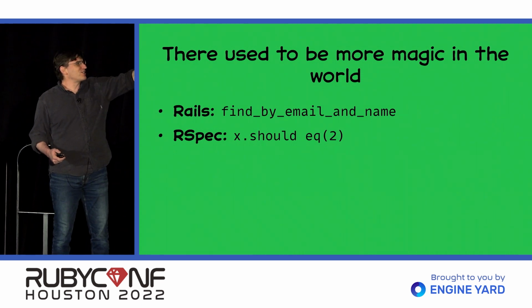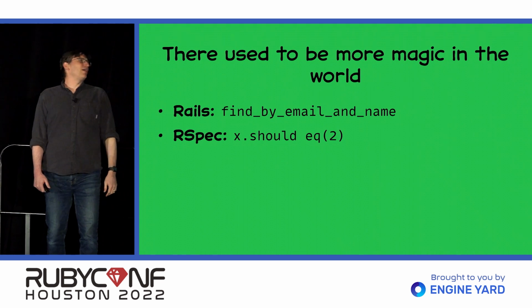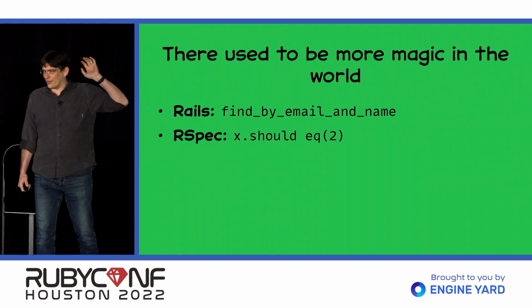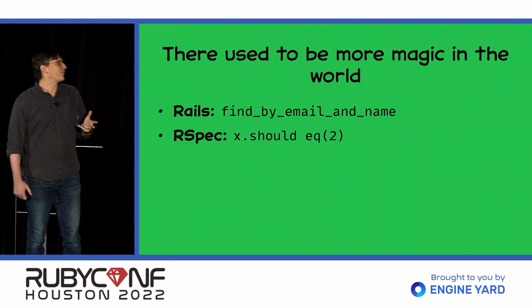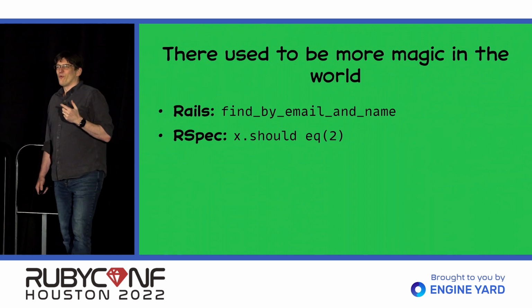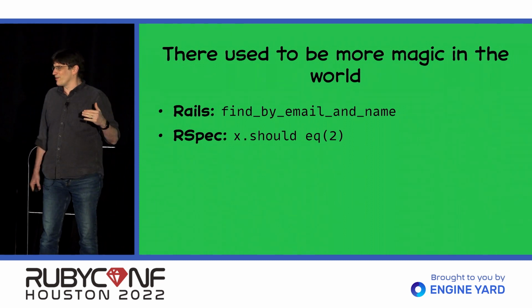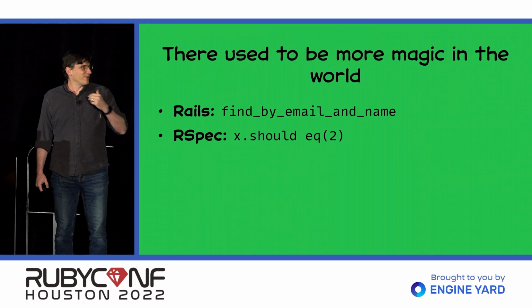Rails used to have these long method_missing hacks, find_by_email_and_name, where the things were arbitrary and it could go on forever. They were method_missing, and they were wonderful and fun and completely made unnecessary once Ruby added keyword arguments. So we got rid of them.